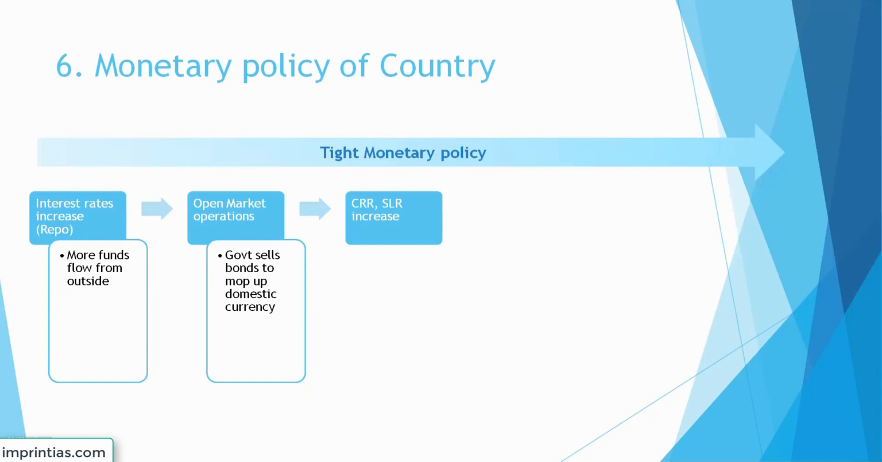The idea here is to understand how they affect the economy. When you increase the deposit ratio, this is the money that the banks have to park with the RBI.